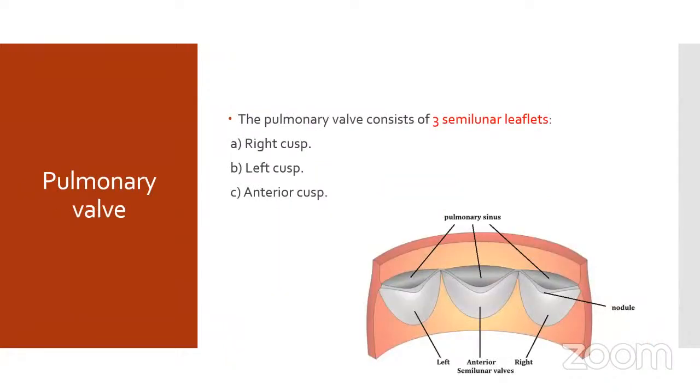The pulmonary valve consists of three semilunar leaflets: the right cusp, the left cusp, and the anterior cusp. Because of this semilunar shape of the pulmonary valve leaflets, this valve does not have an annulus in the traditional sense of a ring-like attachment.